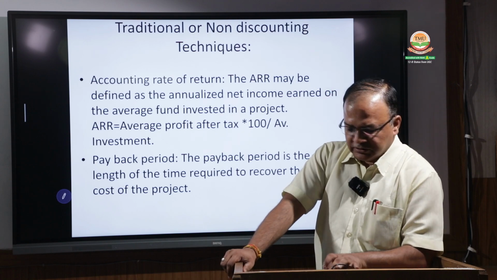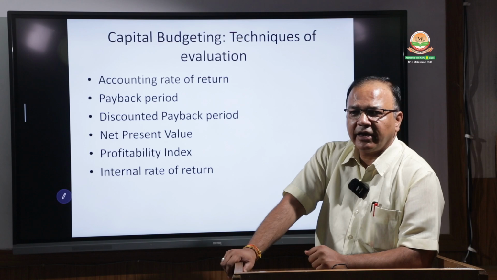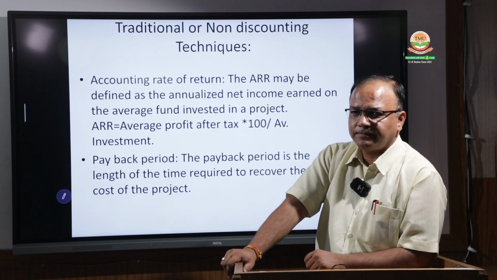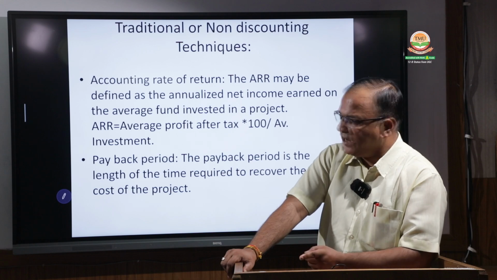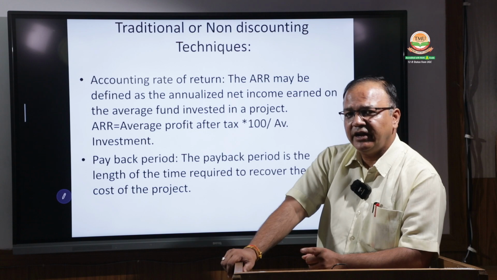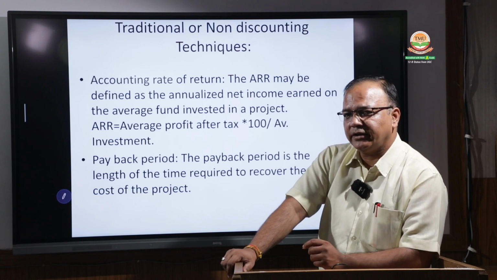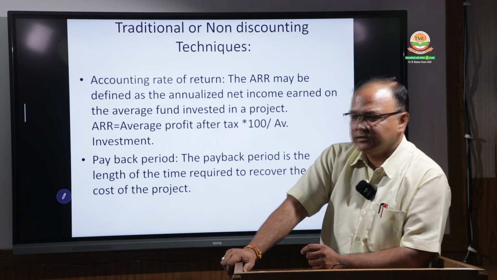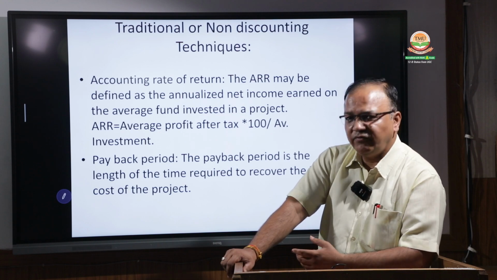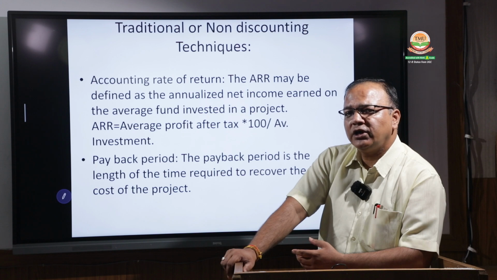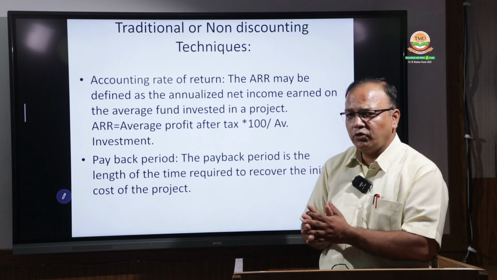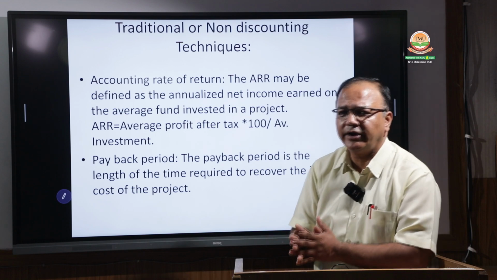Now, these techniques actually can be divided on this basis. Number 1, traditional or non-discounted, and the second one is the modern or discounted technique. So traditional techniques are the techniques in which we are simply not using the time value of money. The first technique which we use is the accounting rate of return.